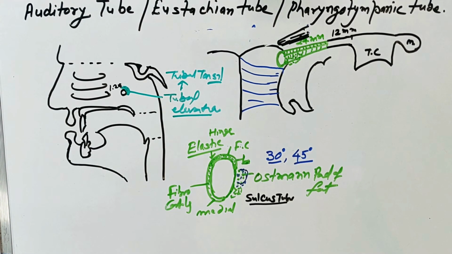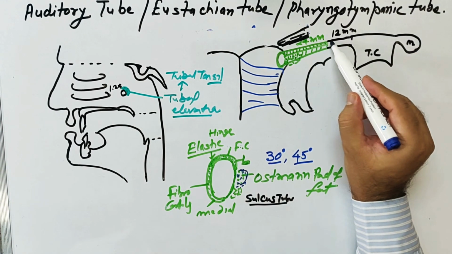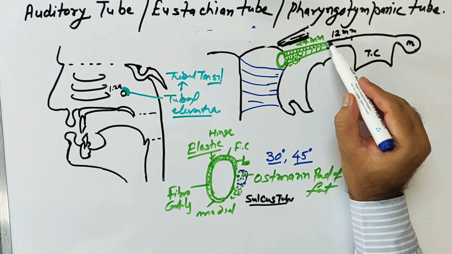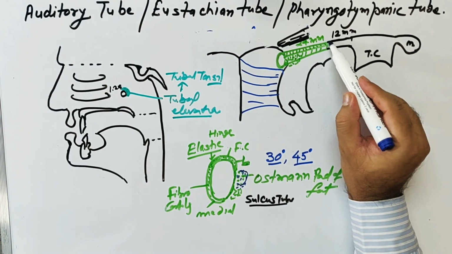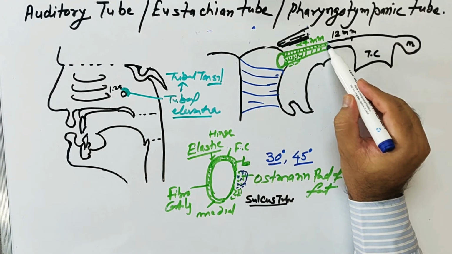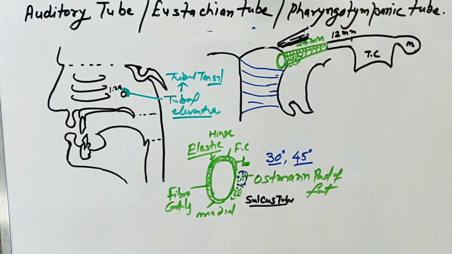And here at the junction of these two parts, it is not straight, it is slightly bent here on the lateral side. And here at the articular surface there are serrations. It is not a straight lining, it is serrated, where these two parts, the bony and cartilaginous parts, are attached.